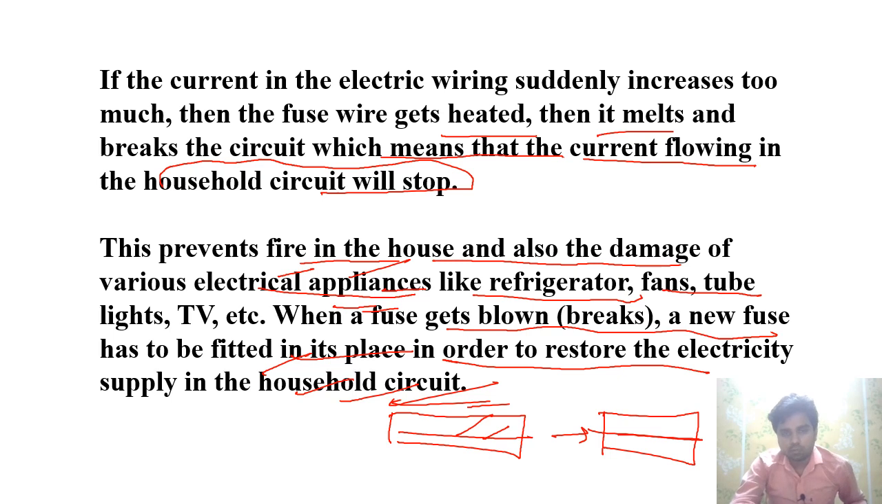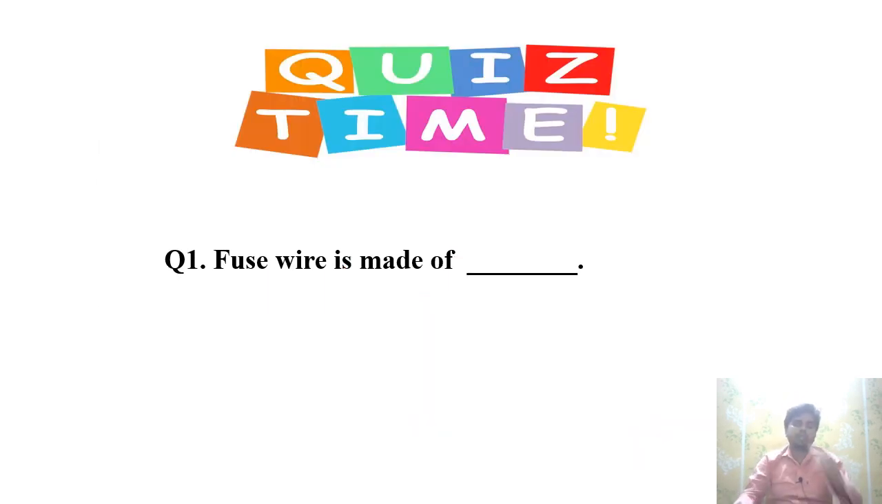Clear? So, student, now the fuse wire is made up of which material? You have studied it right now. Which material is it? Yes, it is made up of tin coated copper.